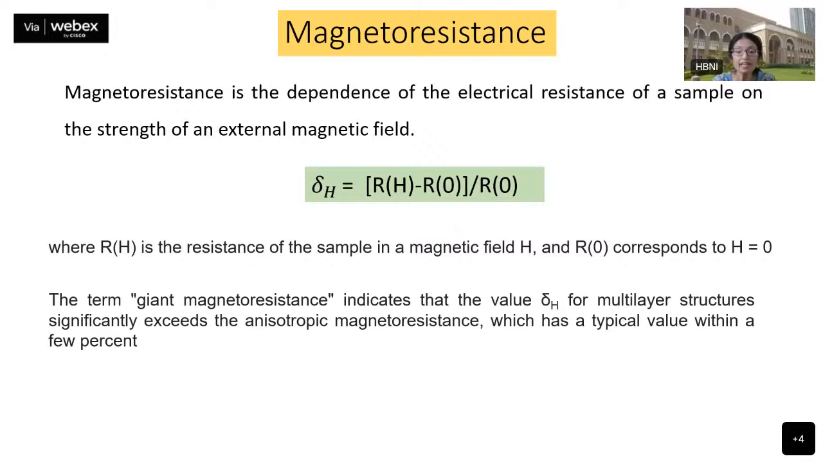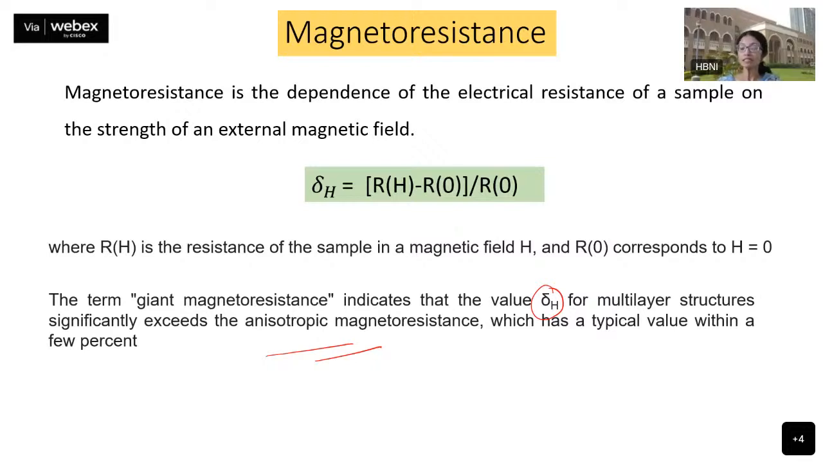So what is giant magnetoresistance? If you remember, I told you that today we'll discuss giant magnetoresistance. The magnetoresistance concept I had already discussed in the last class. You can check the slides. So today what we are going to talk about is giant magnetoresistance. This indicates that the value of this delta H for multilayer structures significantly exceeds the anisotropic magnetoresistance, which generally has a value typically between a few percent. It varies with a few percent. So normally materials have an anisotropic magnetoresistance.